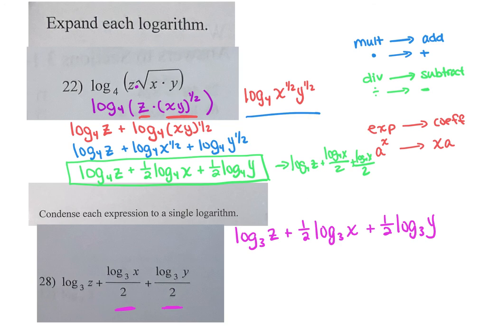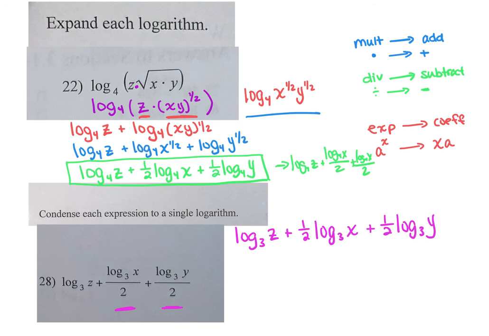Everybody see that? Now I do need to double check. It has to all be the same base. Log base 3, log base 3, log base 3. If it's not, you cannot condense. All right? You can only condense if they have the same base. Your goal is to get it to 1 log in your answer. All right?